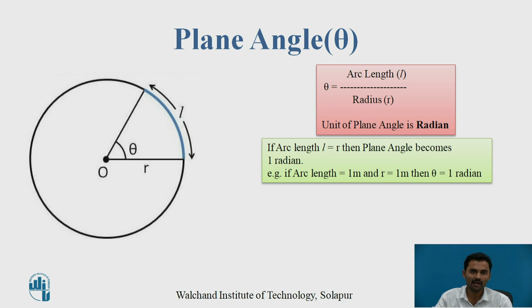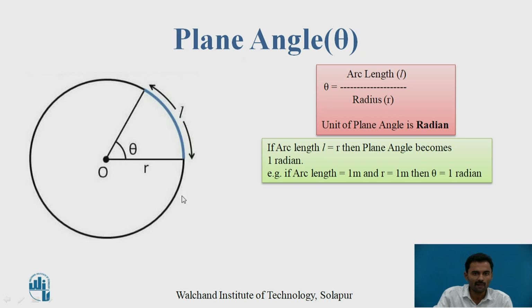Now when does the angle become 1 radian? We have a criterion: if the arc length L is equal to the radius of the circle, the angle subtended at the center, theta, will be 1 radian. For example, if the arc length is 1 meter and the radius of the circle is 1 meter, then theta, the plane angle, becomes 1 radian.